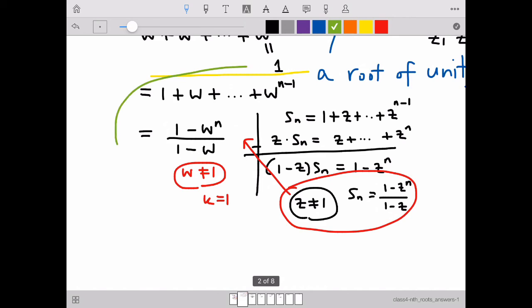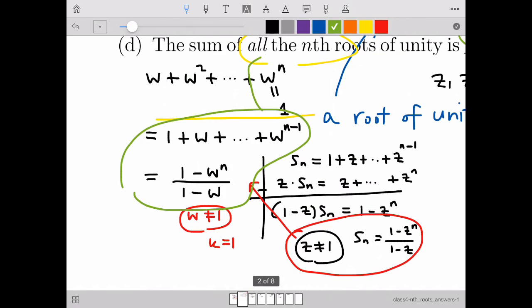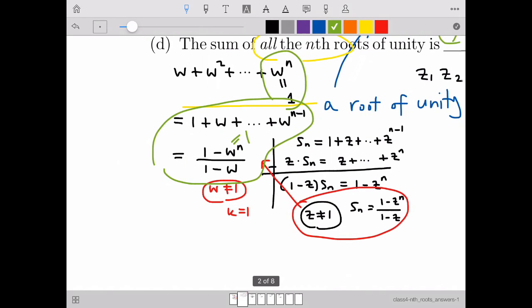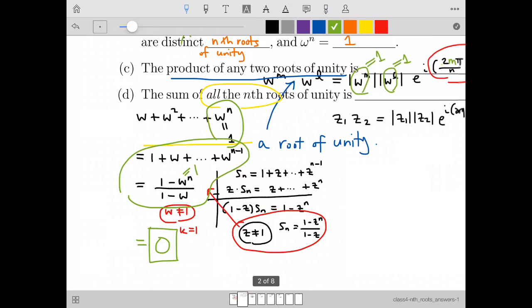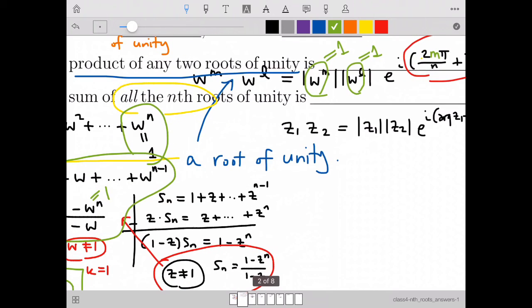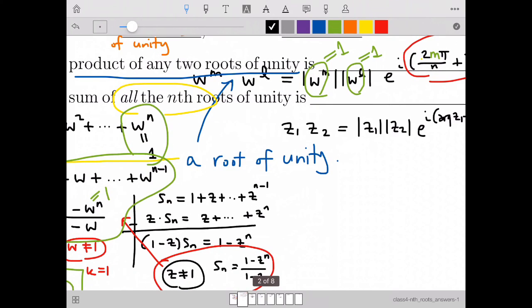So that equals this. But remember, what was w to the n? Well, w to the n was 1, right? So what do we get? We get 0. So the sum of all the nth roots of unity is 0. Pretty interesting.